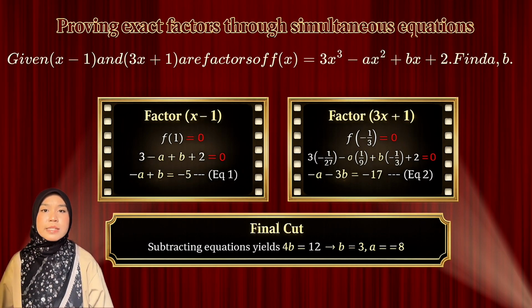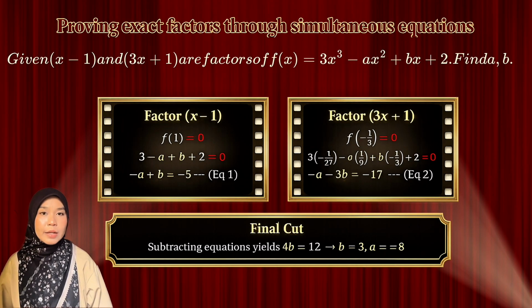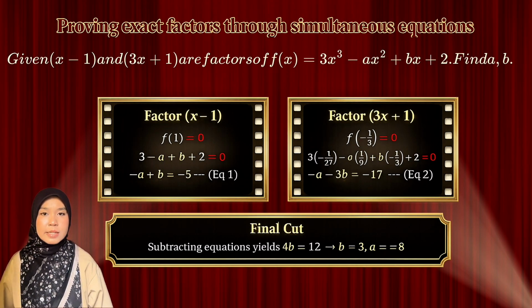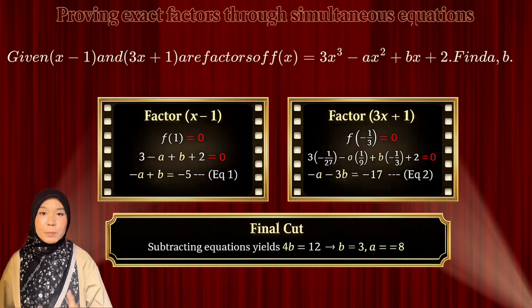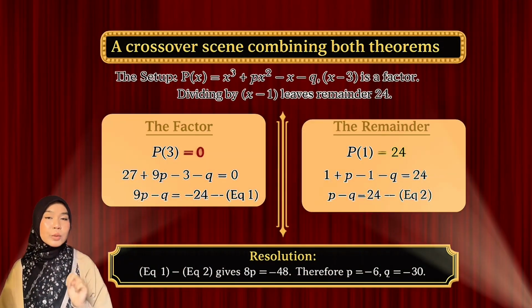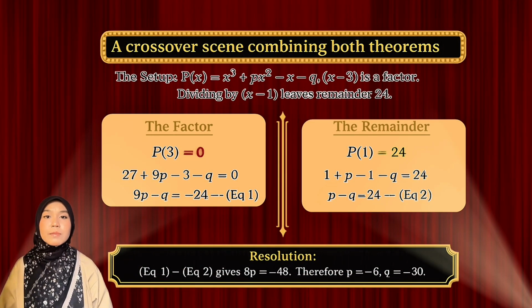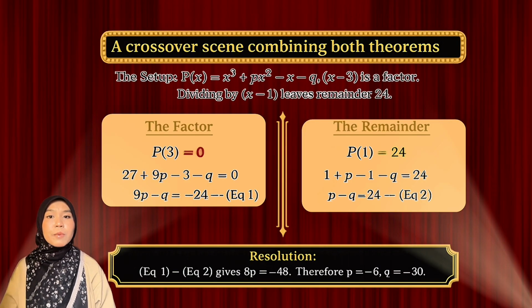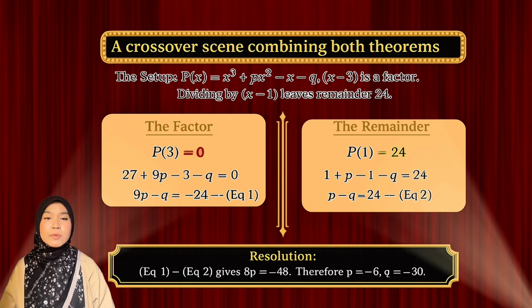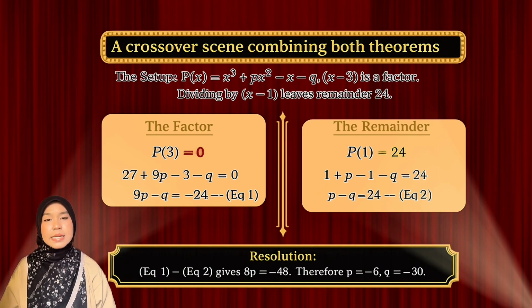Finally, we solve the simultaneous equations to find the unknown constants. This is much easier than using long division repeatedly. Now, let's compare the two theorems. The remainder theorem helps us determine the remainder after the division. Meanwhile, the factor theorem tells us whether the divisor is actually a factor. So the process is, first, you substitute the value into the polynomial. If the result is not 0, that value is the remainder. But if the result is 0, then the divisor is a factor.